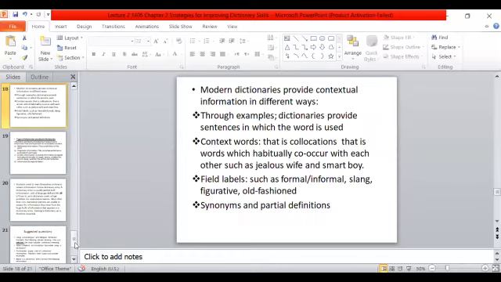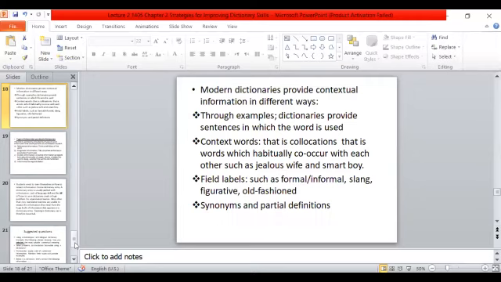What are collocations? Collocations are words which habitually co-occur with each other. We have already seen instances of collocations in the previous lecture. Collocations can be, for example, a jealous wife. Usually, jealous and wife co-occur with each other, and smart boy always also occur with each other.